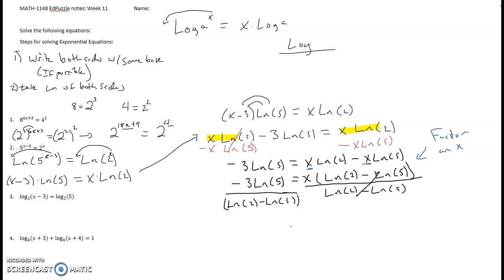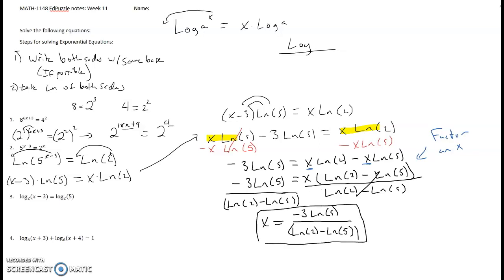So my final answer is x is equal to negative 3 ln of 5 over ln of 2 minus natural log of 5. Now, we'll probably end up putting this into the calculator to simplify this further. We'll round this answer a couple decimal places, but that's going to be our final answer here. All right, I'm going to stop this video, clear off the paper, and then I'll do these last two examples in the next video.